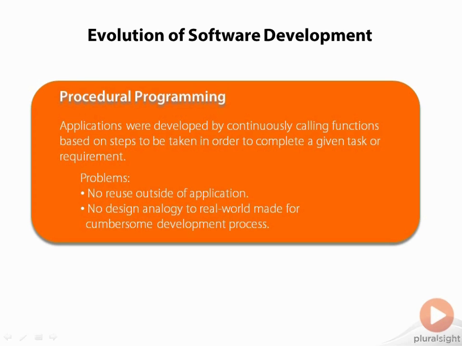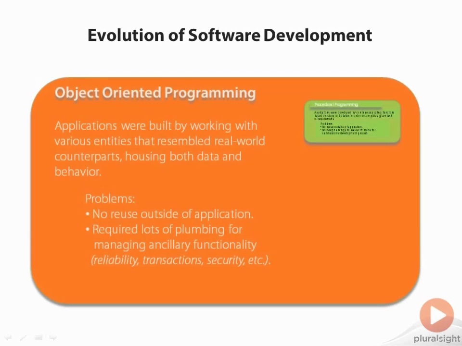Number one, there was no reuse outside of the application, and it was also very linear. There was no real analogy to the real world, or to the process or the tasks that it was trying to solve. This is where the next evolution came in, what we call object-oriented programming. This was procedural programming to the next level.